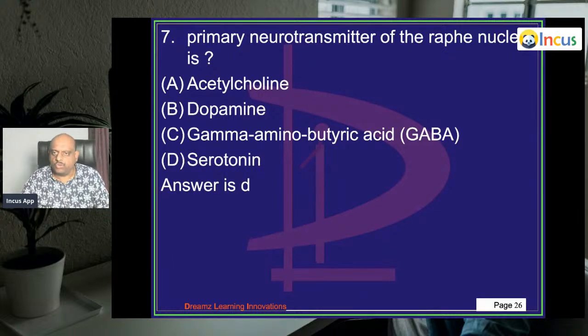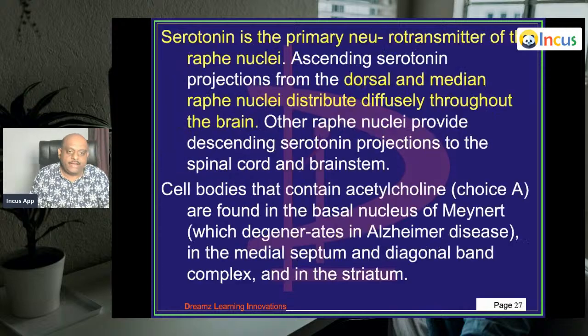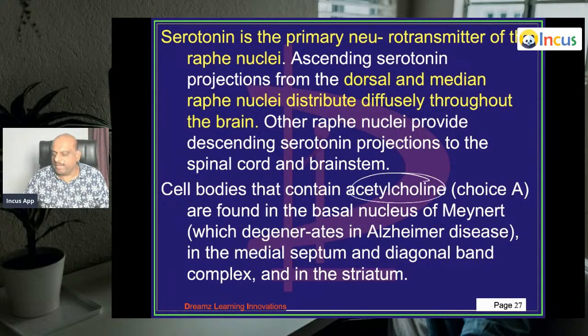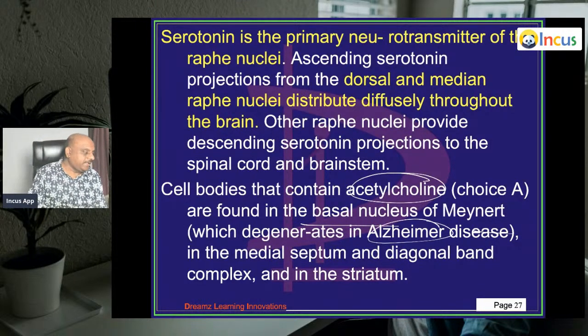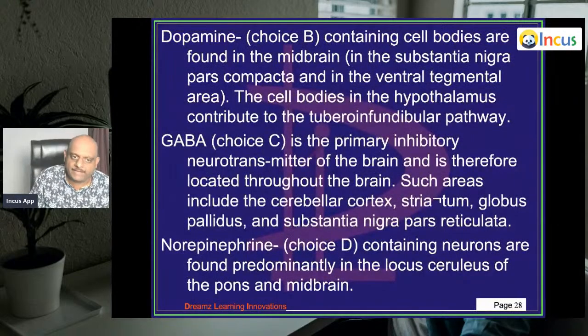The primary neurotransmitter of the raphe nuclei is serotonin, which is most important. The cell bodies containing acetylcholine, where do you find them? In the basal nucleus of Meynert. Whenever the basal nucleus of Meynert degenerates, that leads to decreased acetylcholine, which is implicated in Alzheimer's disease, is what you need to emphatically remember.